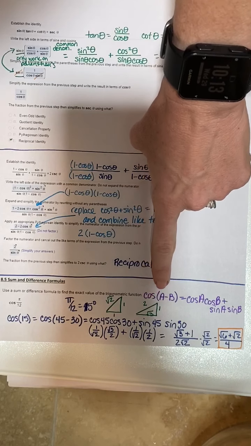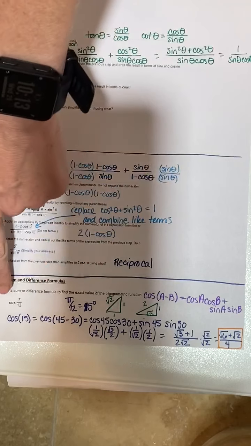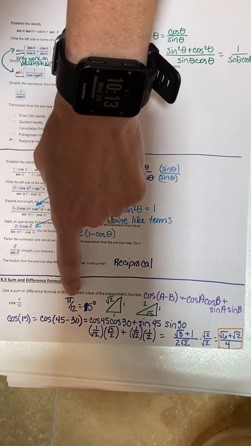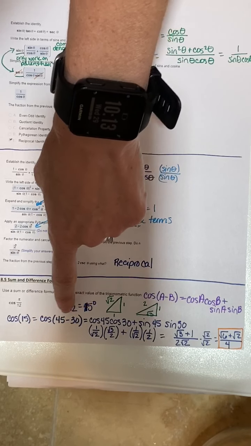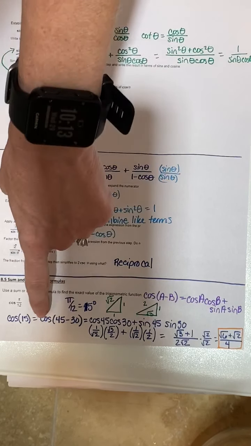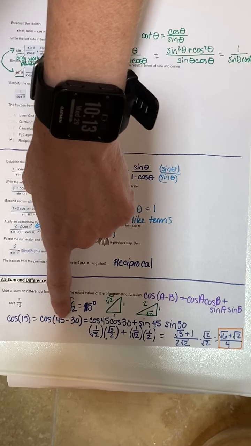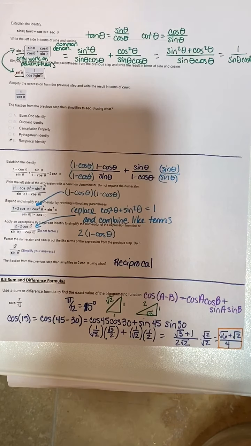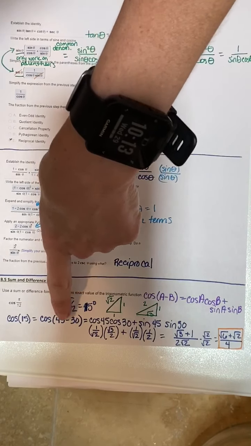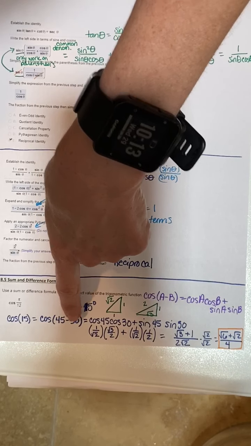The one I am going to use here, because I realize that the cosine of pi over 12 is 15 degrees. So I know 45 and I know 30. So I'm going to use the cosine of 45 minus 30 to determine my exact value for this trig function. So I use my formula from my formula sheet and I plug everything in. 45 is going to be A, 30 is going to be B.